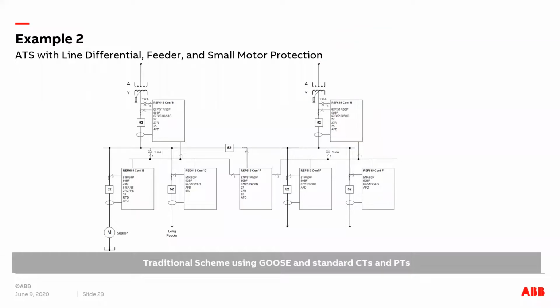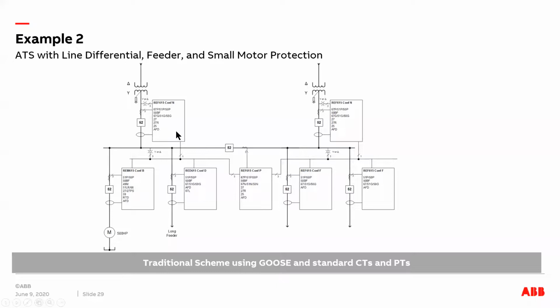Now going to example 2. This is another one line, which is a main-tie-main arrangement. So each main has its own relay, and the tiebreaker has its own relay. And this is a scheme with standard CTs and PTs, but utilizing GOOSE messages. So you can still utilize GOOSE messaging even with the traditional CT and the PTs.